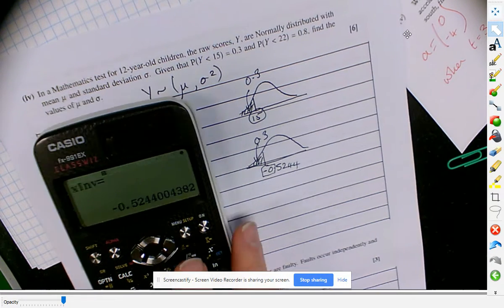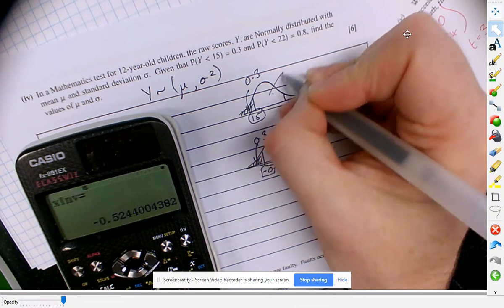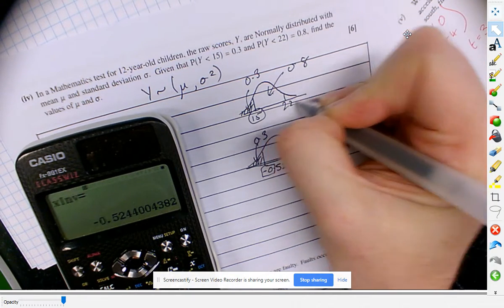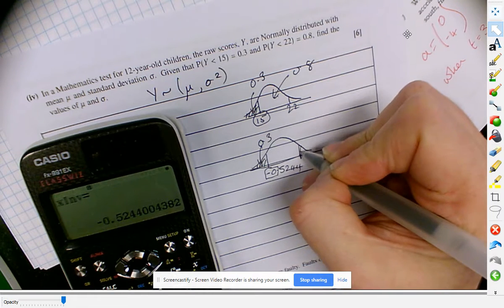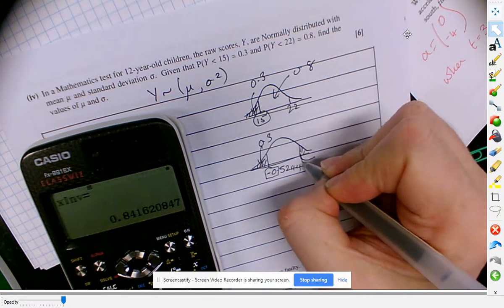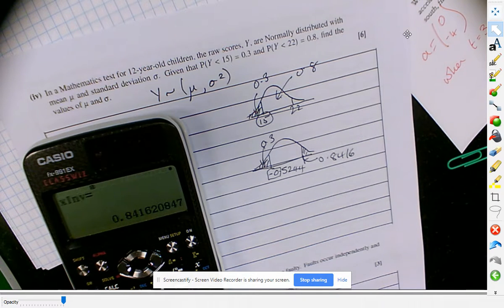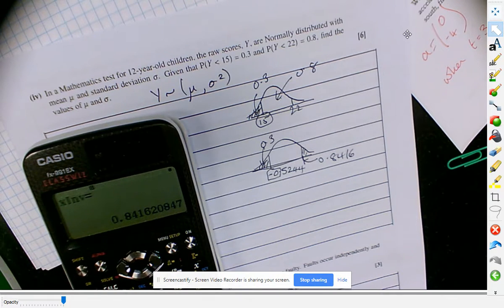So the 15 connects to this number. Then we do the same with the other one. So we've got an area to be 0.8, and on my curve, that's 22. And we just need to work out what that is on this curve. And on the standard normal curve, that's 0.8416. Okay, remember 4 significant figures if you're not told what to round to.